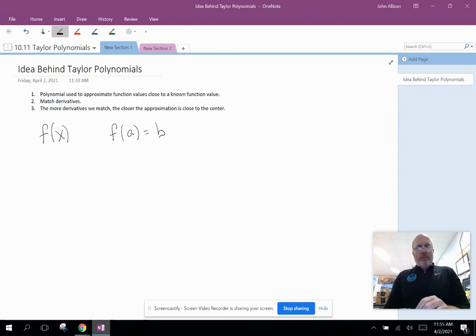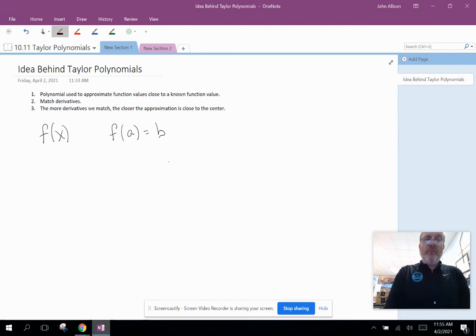If we could match the first, second, and third derivatives of the polynomial with the first, second, and third derivatives of the function at that point, then we would have an even better approximation. If we match fourth, fifth, the higher the degree of polynomial, the more and more derivatives it matches, and so we can make better and better approximations.